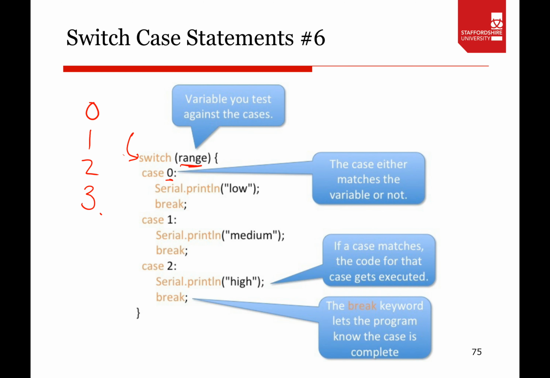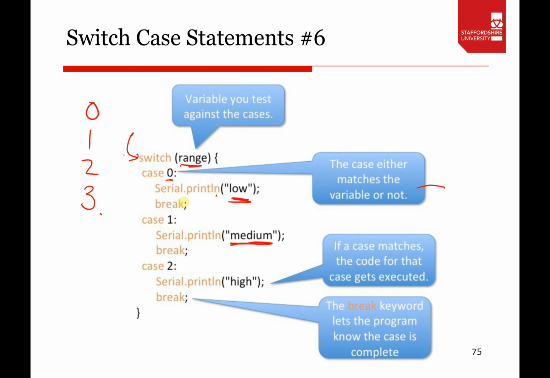So we can say case 0, Serial.println low. The case either matches the case variable or it doesn't. It's either true or it's false. Case 1, Serial.println medium to the serial monitor.